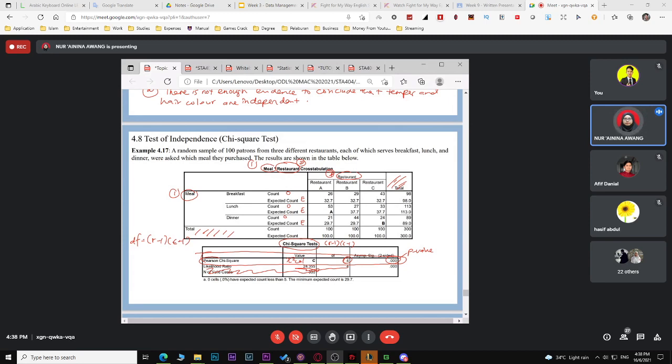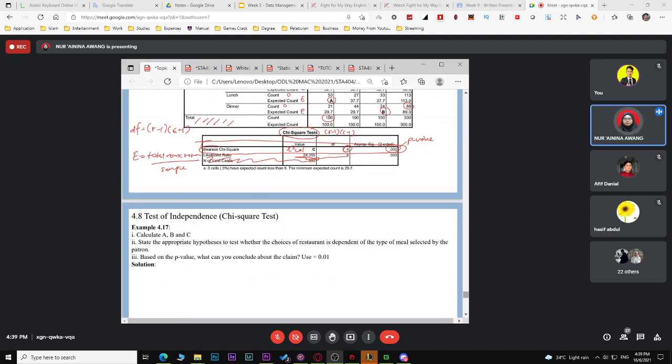Usually if the question gives you the SPSS output for test of independence or chi-square test, the question asks you to find the missing value in the table. If the question asks you to find the expected count, you need to use the formula: total row times total column over your sample size. You have the values for your total row and total column, so just take the values. This is how to read your SPSS output for chi-square test.